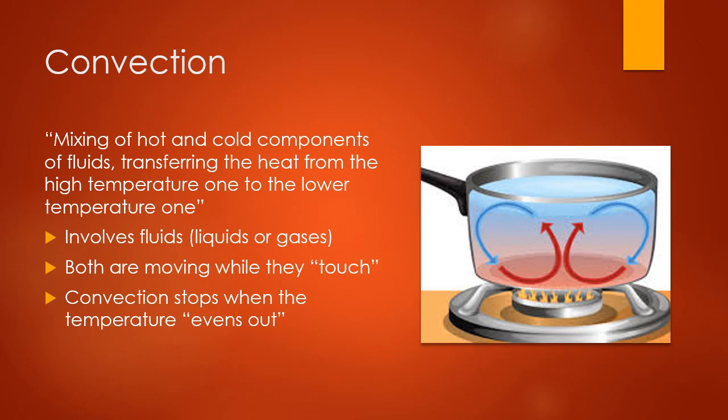With convection, it's the mixing of hot and cold components or fluids. So the higher temperature molecules are transferring heat to the lower temperature molecules. Now this happens most often with liquids, but it can also be gases, anything that flows. So the key here is that they're moving while they touch. With conduction, we had two objects touching, transferring heat, but not moving. With convection, we have two objects that are moving and touching and transferring heat. It applies to liquids and gases because both liquids and gases flow. Convection stops when the temperature evens out.